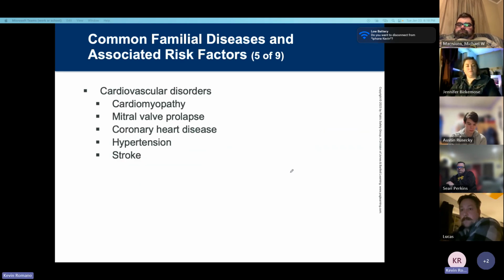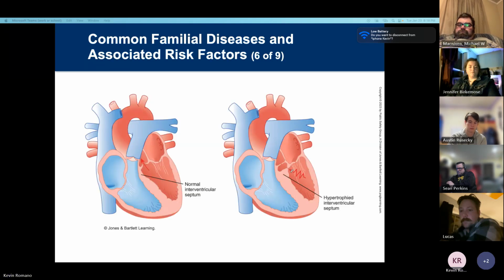So cardiovascular disorders, again, we'll cover more of this when we get into cardiovascular injuries, but there's cardiomyopathy, which is a disease of the myocardium, mitral valve prolapse, coronary heart disease, hypertension, and stroke. All right, so these are other common factors for familial disease. This illustration here shows the comparison of a normal cardiac function with malfunction characteristics of the hypertrophic cardiomyopathy.